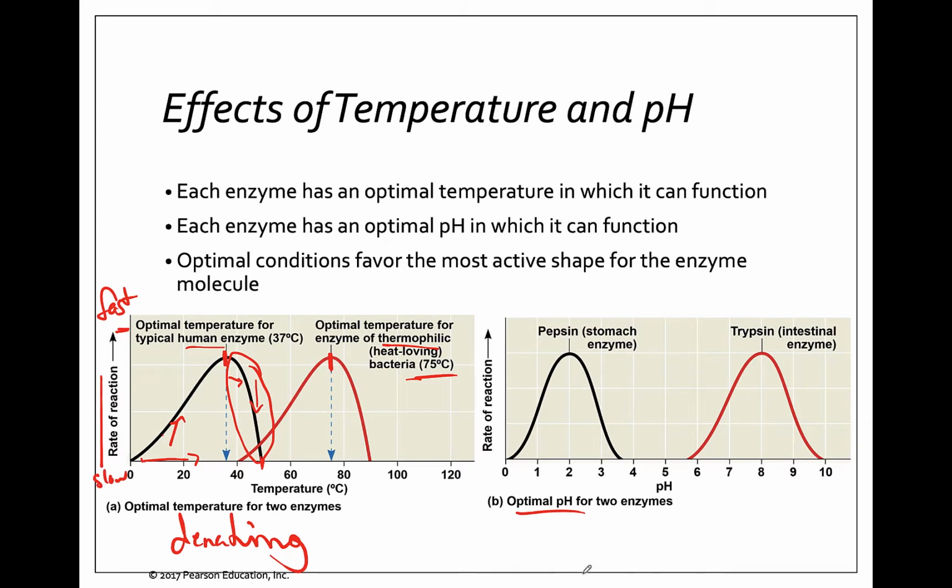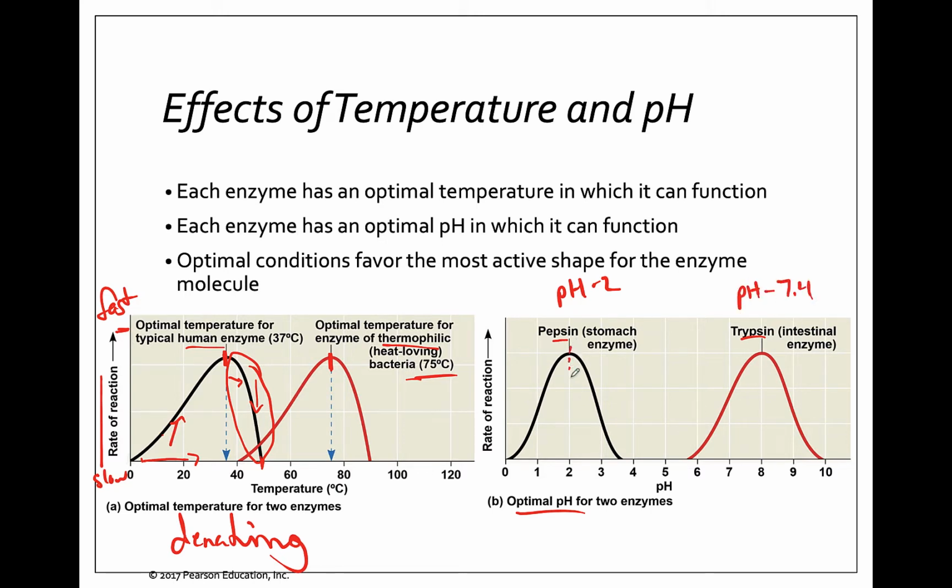Enzymes also have an optimal pH. So here you can see two examples of human enzymes. Pepsin is the enzyme in your stomach, which has a pH of about 2. And this is what breaks down proteins in your stomach. And then trypsin is a similar enzyme. It lives in your intestines and it breaks down proteins. And your intestines have a pH of about 7.4.